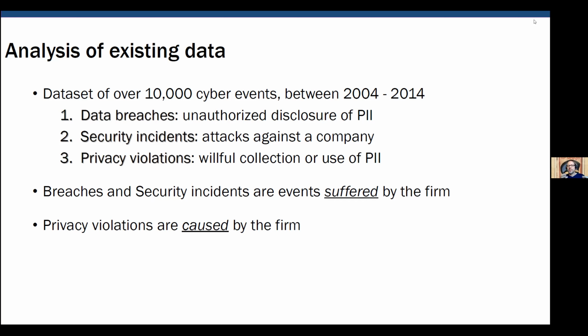So the time span that we are looking at is 2004 to 2014, with over 10,000 of these events that we looked at. For the purpose of this research, we were classifying these events as either data breaches, so unauthorized disclosure of information, whether accidental or malicious, where information was leaked out or stolen or otherwise disclosed by the company, versus privacy violations, which are related to unauthorized collection of information. So this might be GPS or mobile apps or websites collecting information inappropriately about customers or users, versus security incidents, which are malicious attacks targeted toward the company themselves.